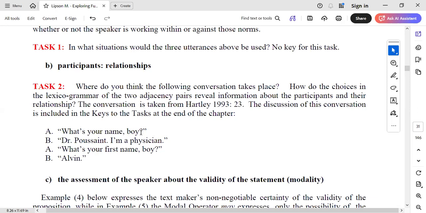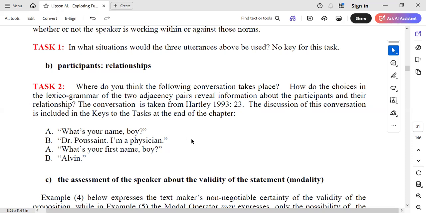"What is your name, boy?" "Dr. Poussaint, I am a physician." "What is your first name, boy?" "Alvin." Now here you need to understand the roles of these speakers. How do choices in the lexicogrammar of the two adjacency pairs reveal information about the participants and their relationship? What is the relationship here? I think doctor and patient.